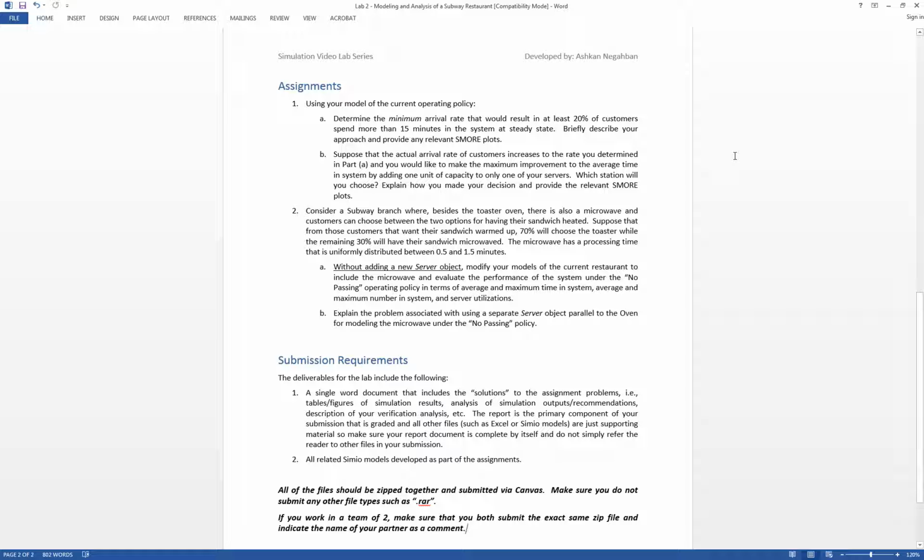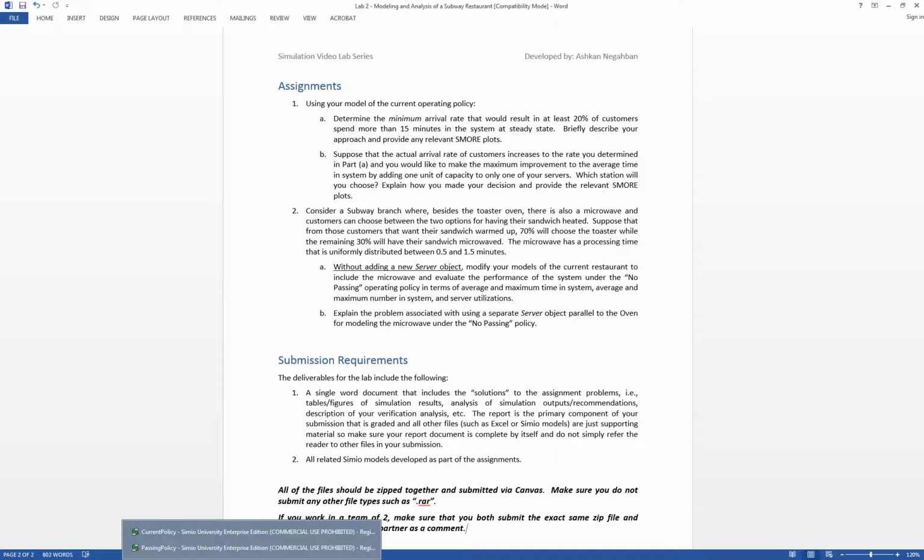As a hint for this assignment, since we're interested in 20% of customers spending more than a certain amount of time, it tells you that we're really interested in knowing the 80th percentile of the average time in system. So we're looking for an arrival rate that makes the 80th percentile of our time in system for our customers to be greater than 15 minutes.